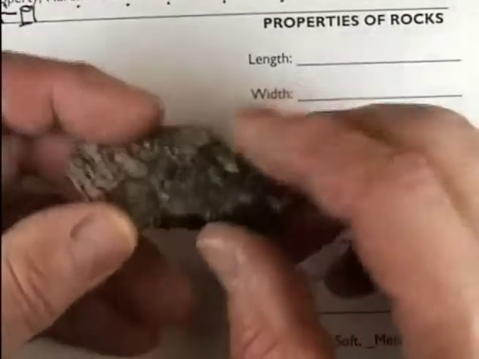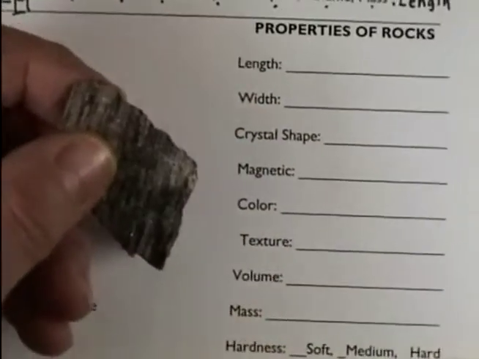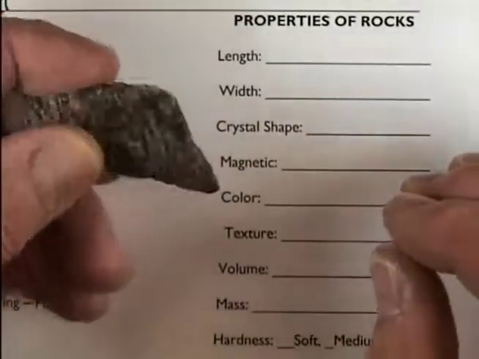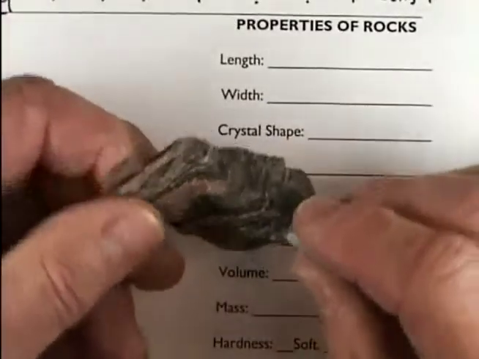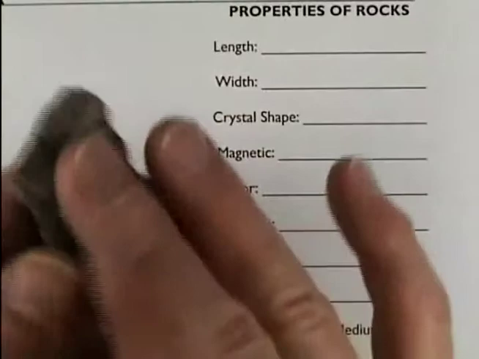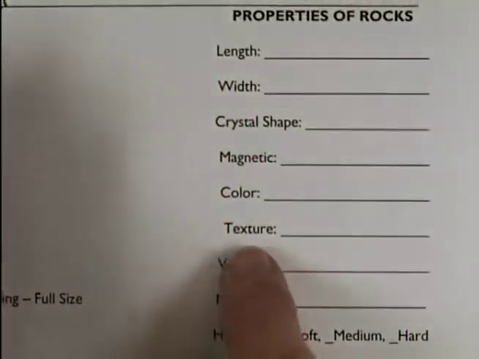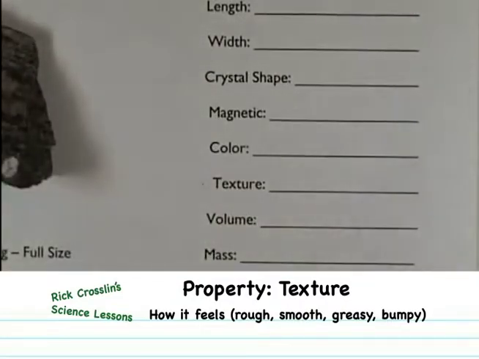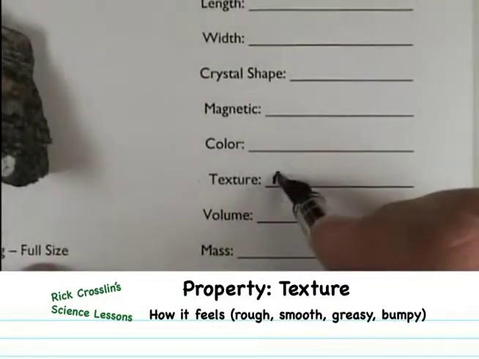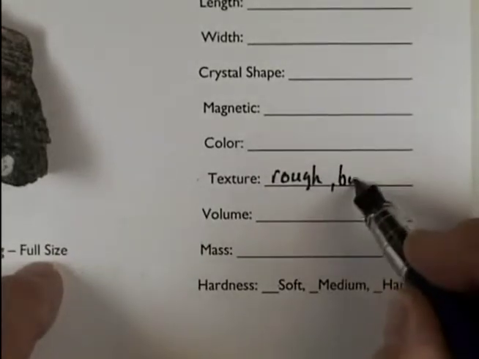feel this rock. How does your rock feel? And teachers, you may want to help by putting some of these words on the board, like does it feel rough? Does it feel smooth? Does it feel greasy? Mine, and this is all these words we're using, is called texture. So mine is rough and bumpy.